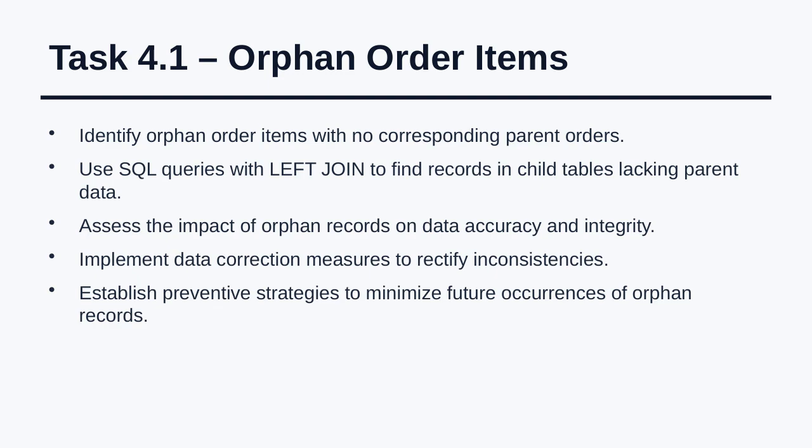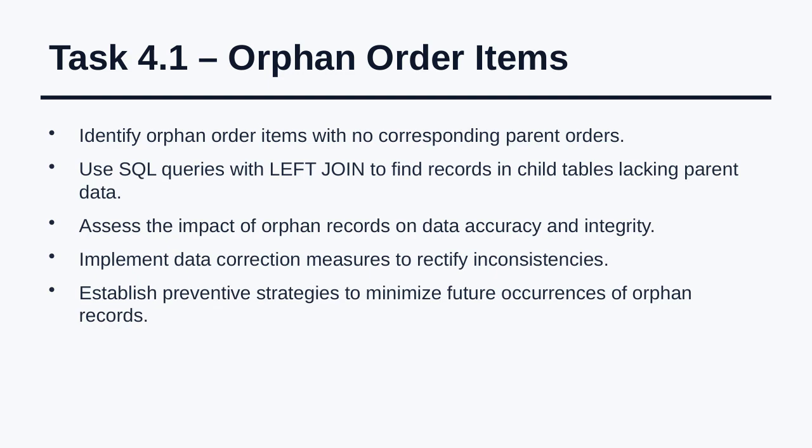Once identified, we need to correct these inconsistencies, either by updating the orphan items to link them correctly or by removing invalid records. Beyond fixing existing issues, it's also essential to establish preventive measures, like enforcing referential integrity constraints and thorough validation during ETL processes, to minimize the chance of orphan records occurring in the future. This approach helps maintain clean, reliable data that supports accurate decision-making.